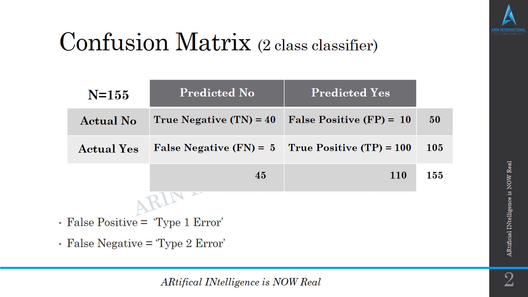So there are two scenarios when the decision is right and two scenarios when the decision is wrong. True negative and true positive are the correct decisions, whereas false positive and false negative are the wrong decisions. Now, false positive is the case when the patient is not having COVID-19, but the predicted value is yes. This is called type 1 error. In the other case, when the patient is having COVID-19 but the classifier is saying no, this error is called type 2 error.